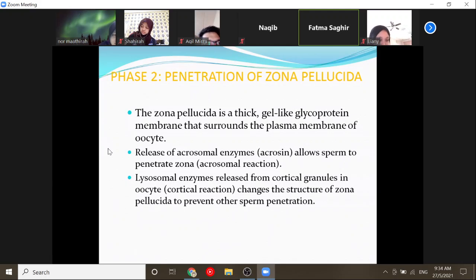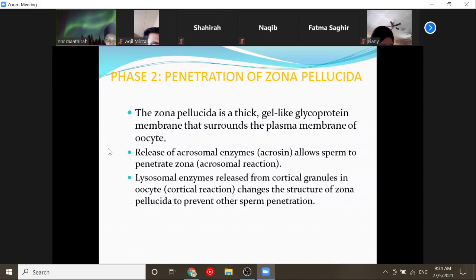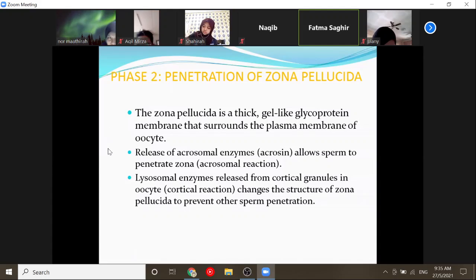Then what happened at the zona pellucida? Only one can pass the. Okay, I'm not asking about numbers now. What happened at the zona pellucida? So let's say the sperm already crossed the corona radiata, then it will face the zona pellucida. What will happen at the zona pellucida? We have what? Receptors, isn't it? Yes. Receptors, correct. Okay. So once the sperm binds with the receptor, what will happen?